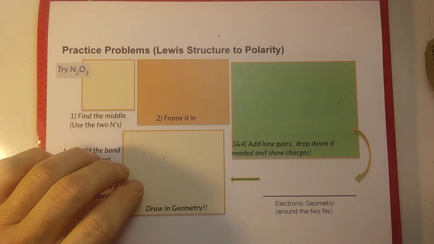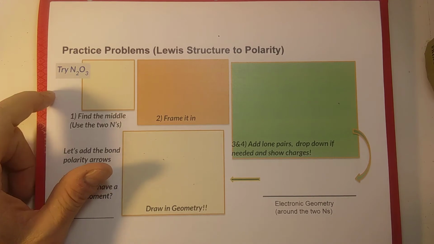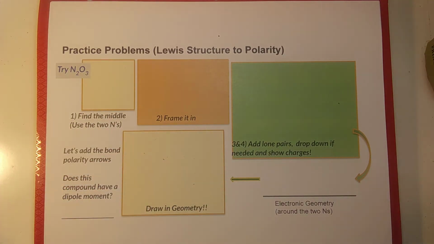This is the second video on how to draw Lewis structures from a molecular formula. So we're going to go ahead and do that, and along with that, determine the shape and polarity for N2O3.